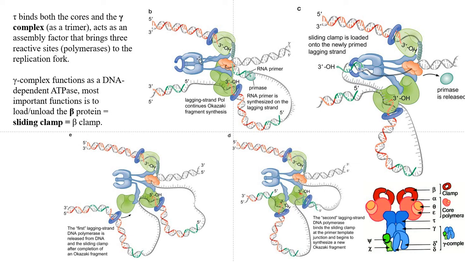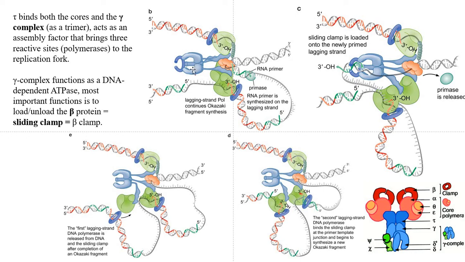Gamma complex, as I already mentioned, functions as a DNA-dependent ATPase. It uses the energy from ATP, and the most important function of the gamma complex appears to be to load this beta clamp onto the DNA molecule. Here, all these in green show the RNA primer. So this is the leading strand. These are the lagging strands. Each of these Okazaki fragments has its own RNA primer here. This one is already synthesizing, so here there's a newly formed RNA primer.